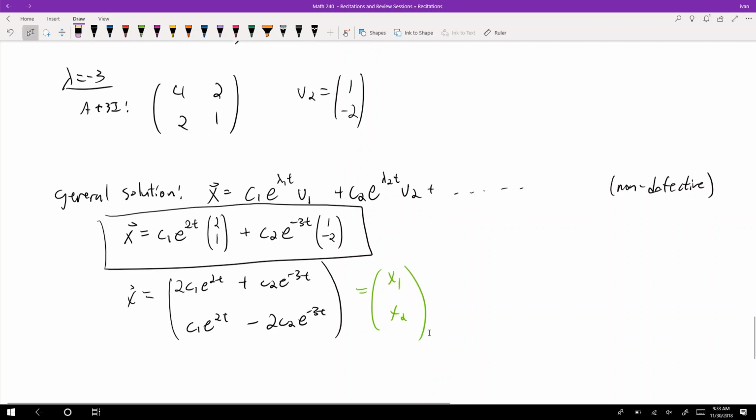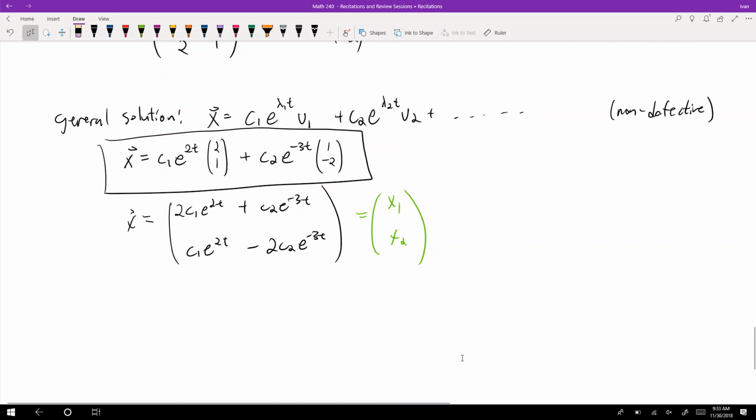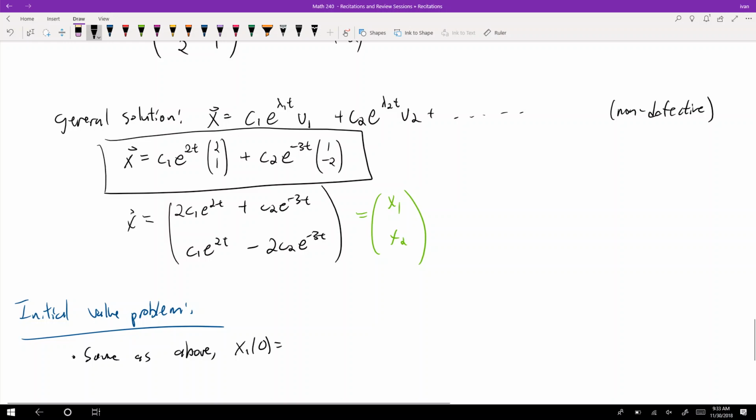All right, so that's just the general solution for a system of differential equations. So what if we have an initial value problem? Okay, so let's take the same example as above. So the matrix is the same, but now you're given that x1 at 0 is equal to 1, and x2 of 0 is equal to 0.